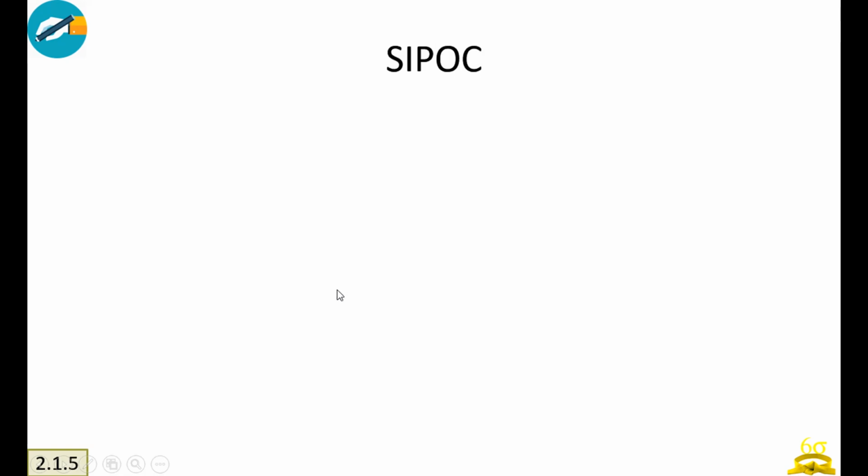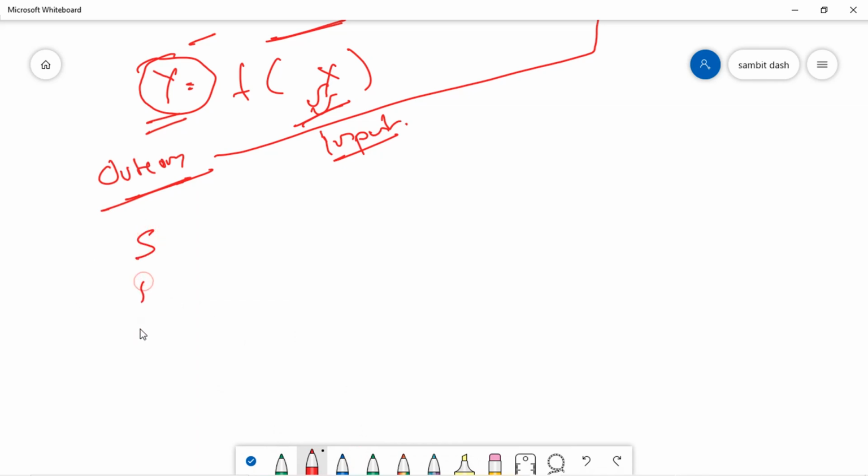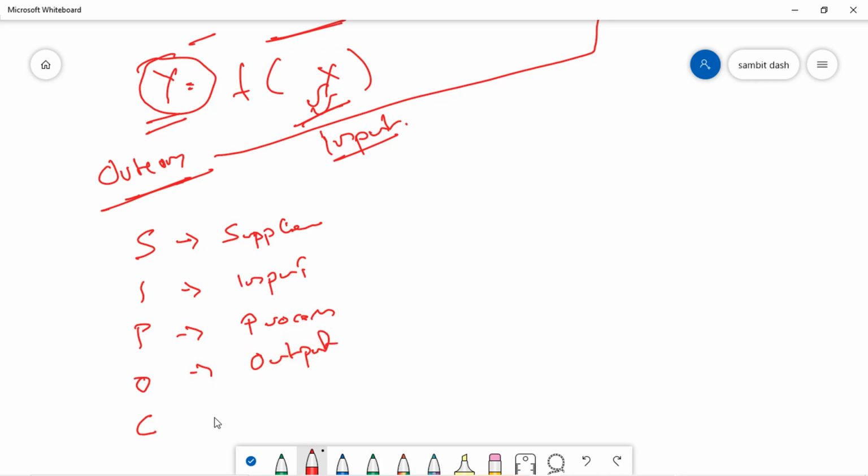So now let's understand SIPOC. SIPOC is nothing but supplier, input, process, output, customer, right? So what is a process? SIPOC is supplier, input, process, output, customer. S stands for supplier, input, process, output, and customer.